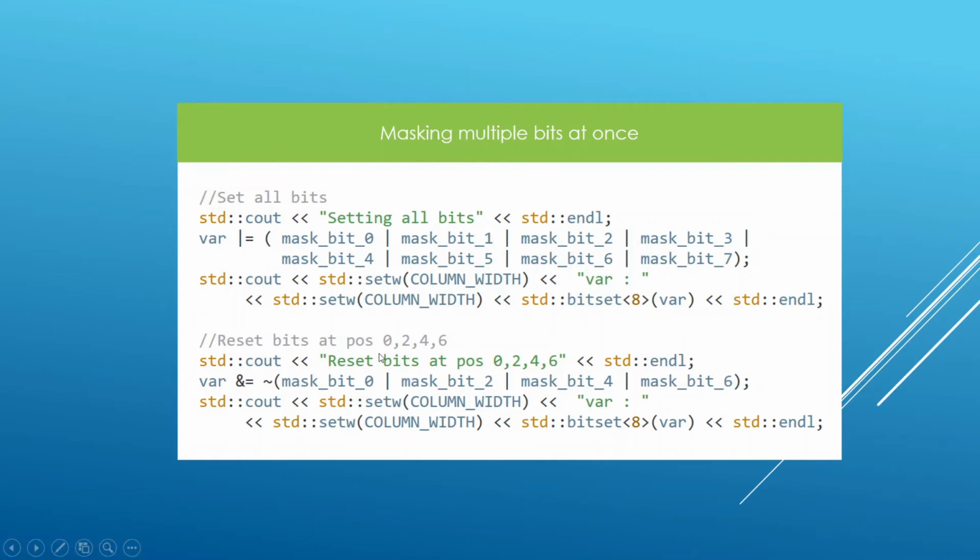We can also reset a selected number of bits in our byte. For example, here we are interested in 0, 2, 4, and 6. We can do our mask here that is going to combine all the masks, and we're going to do the operation we do to reset, which is ANDing with the reverse of the mask. And we're going to get what we want.